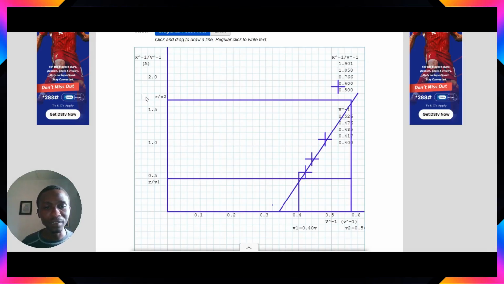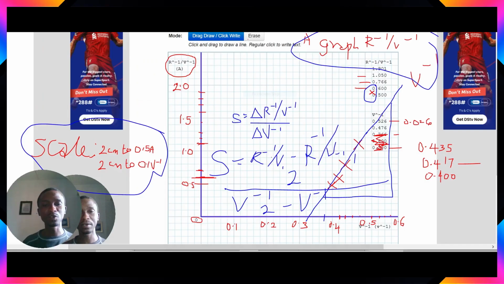Then the final of it, you can trace it. Each line here represents 0.1, so this is 1.6, that's 1.7. So just substitute that into your formula, and you can quickly calculate your slope, and that's how to get the slope.